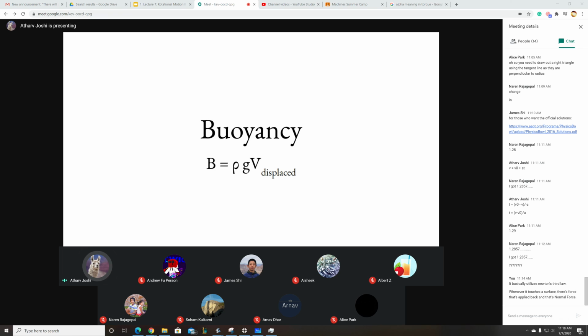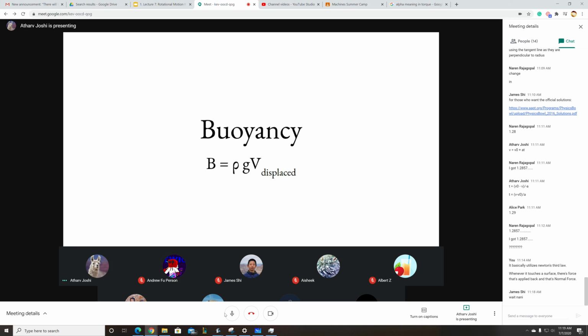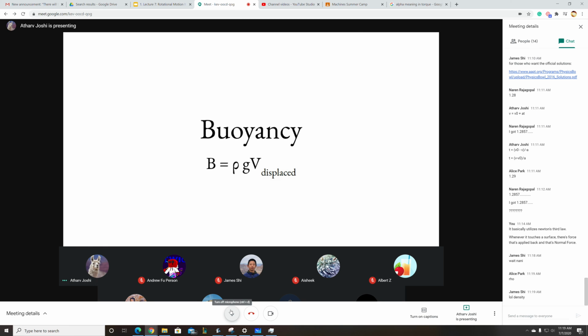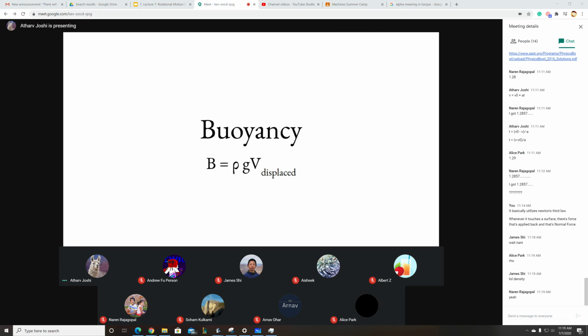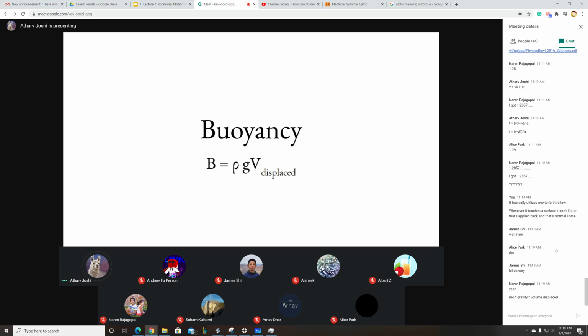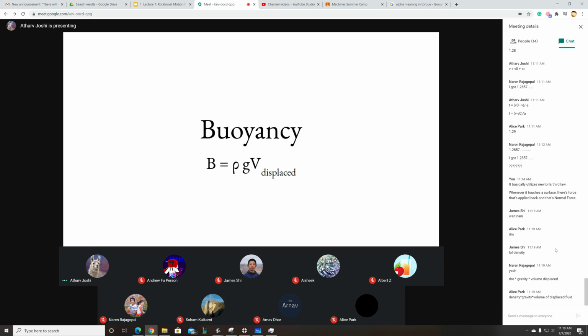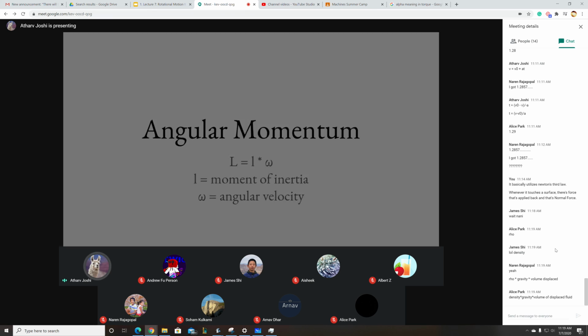Okay, and then buoyancy. This won't be tested on simple machines, but it's just a good formula to know in general. If you're in density, you should probably know this. It's basically density times gravity times volume displaced. So it's the density times gravitational acceleration times the volume that's displaced. Okay, and then last one, we've already covered this, but angular momentum is the moment of inertia times angular velocity.